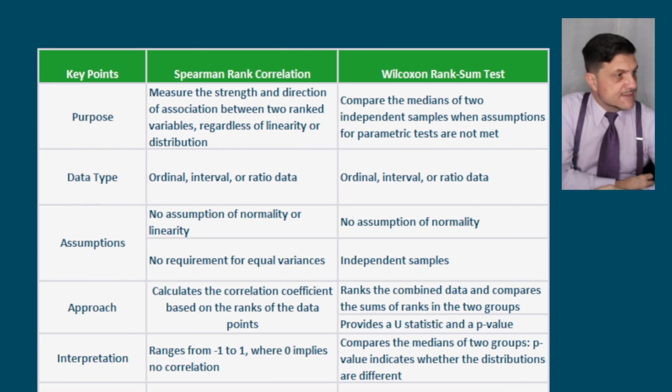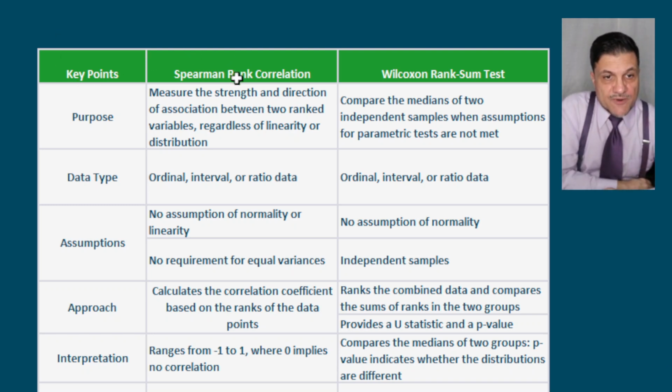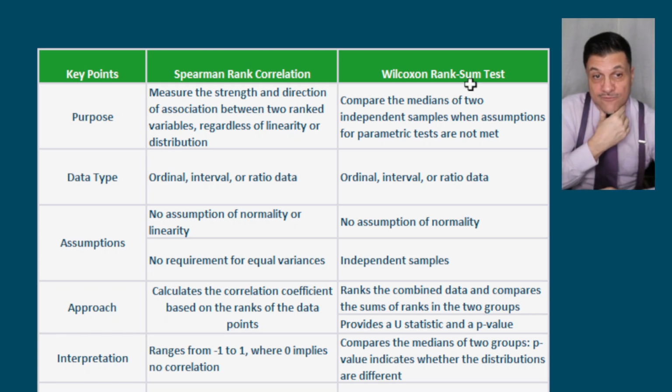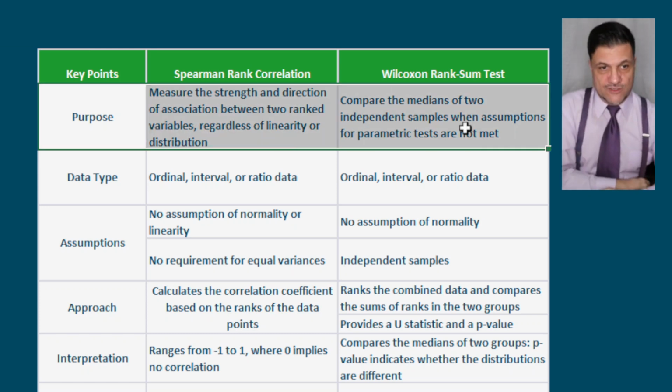There we go. Let's do this. That's a good size. Okay, so what I put here, friends, is the key points for the Spearman and the Wilcoxon test. Spearman is for correlation. Wilcoxon is for comparison, for independence. Okay, so look at the purpose. It's important to know the purpose of each one.